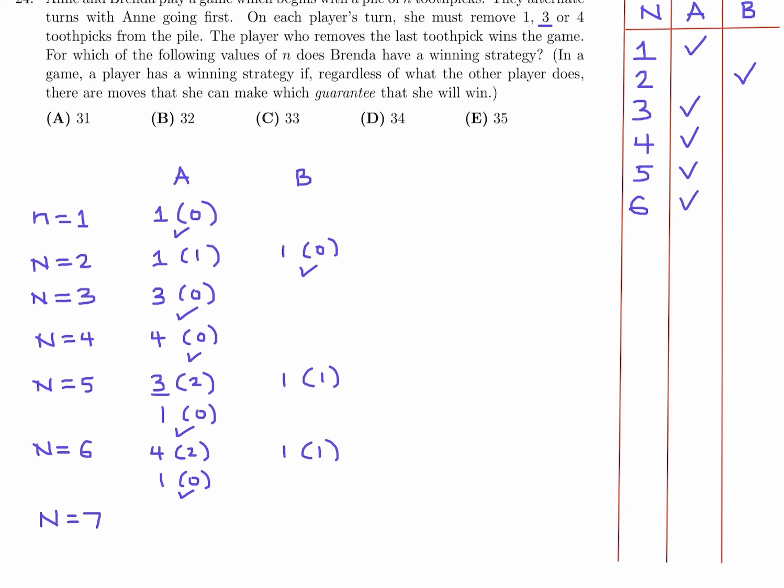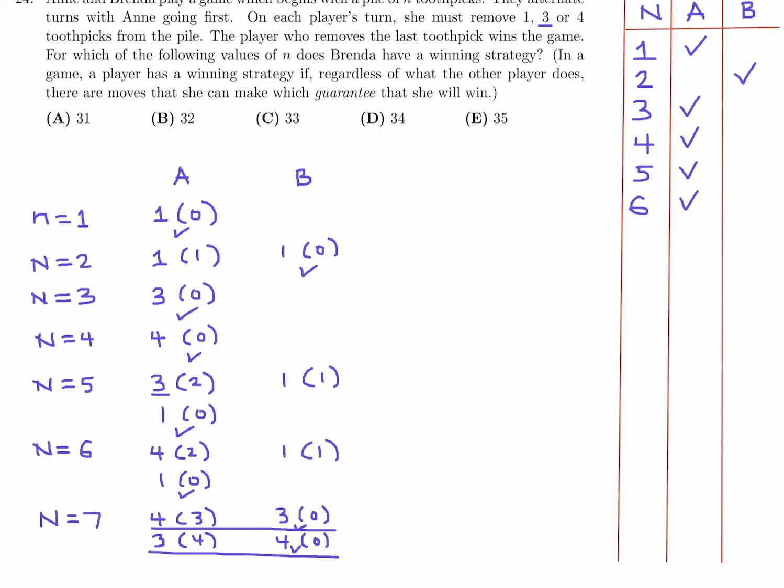Now N equals 7. When N equals 7, we have a few scenarios. When Anne removes 4, there'll be 3 left. If there's 3 left, then Brenda can just remove those 3 and she wins. But we have to think about other scenarios too. That's just one scenario. If N equals 7 and Anne removes 3, there's 4 left, but Brenda can remove those 4 and win that way.